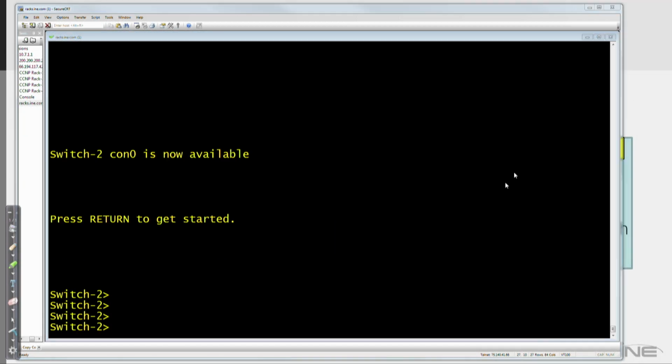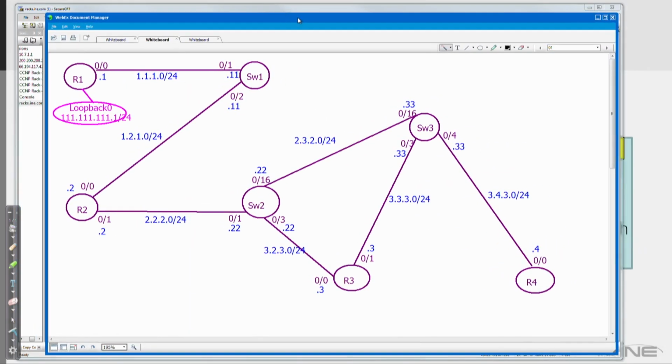So right now, even though I don't see it, switch 3 is currently sending out EIGRP hello packets every couple of seconds to that 224.0.0.10 address. He's sending them out. I think it's like every 5 or 10 seconds that he's sending those out.